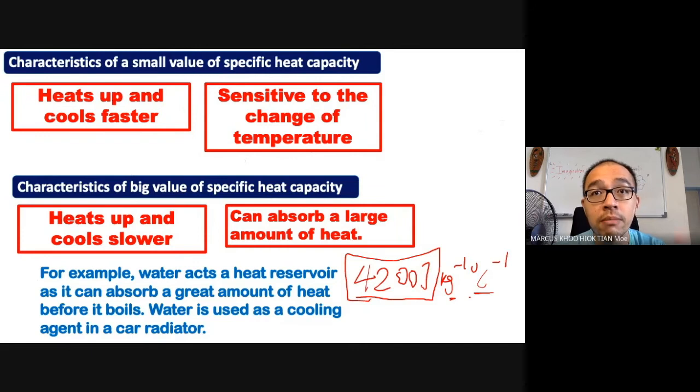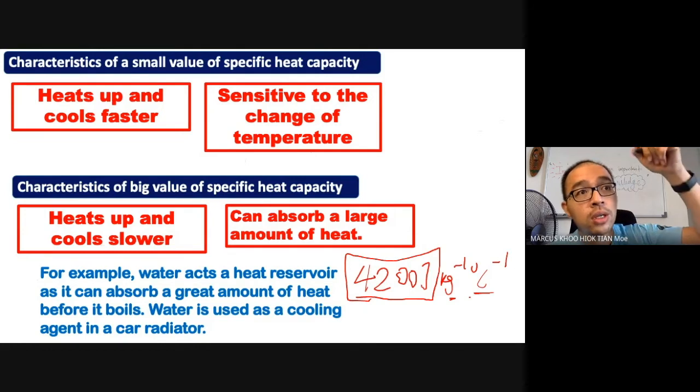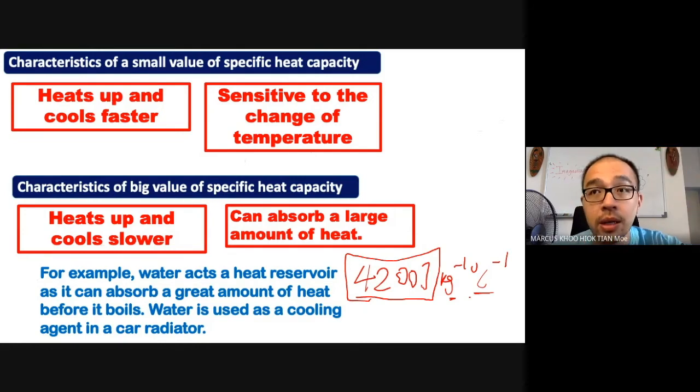Especially if it's many kilograms of water. If it's just to cook Maggi, then obviously it'll be faster because the mass of the water is very small. But if let's say you want to boil a jug of water, it takes you maybe an average of 6 to 7 minutes, depending on the power of your water kettle also.